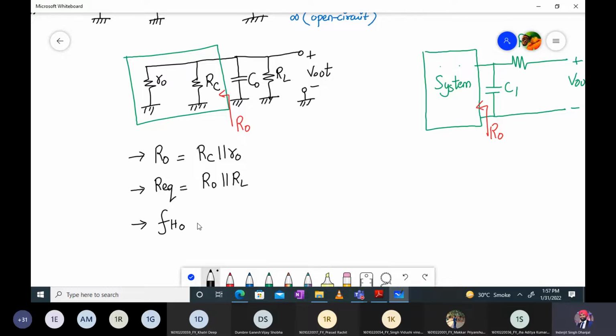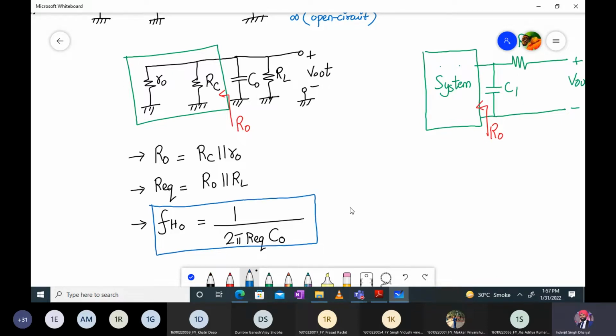The higher cutoff frequency due to the output circuit will be 1 divided by 2 pi into R equivalent into CO. Correct? So that's the formula for the higher cutoff frequency due to the output side circuit. And your CO value will be given by CMO plus CWO plus CCS, where the output Miller capacitance will be given by the feedback capacitor C mu into 1 minus 1 upon AV.